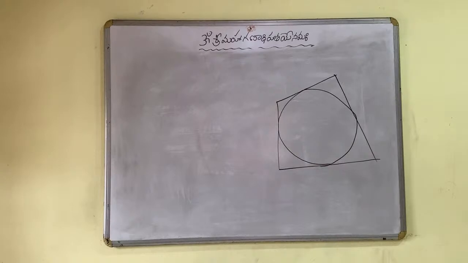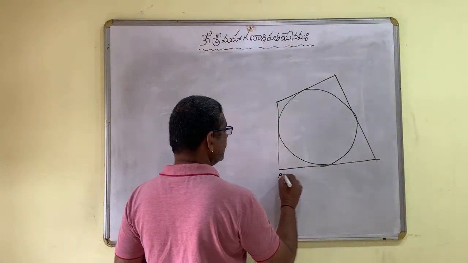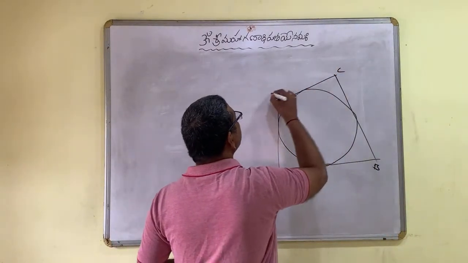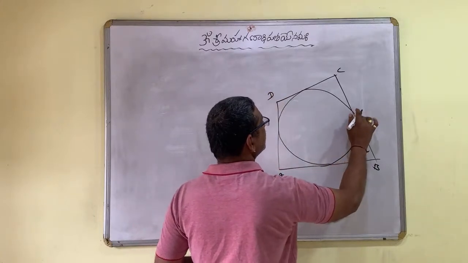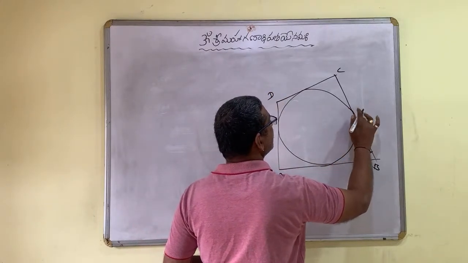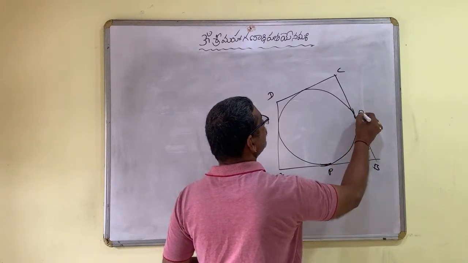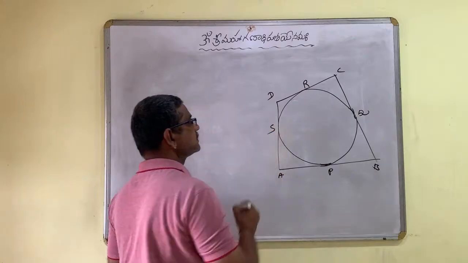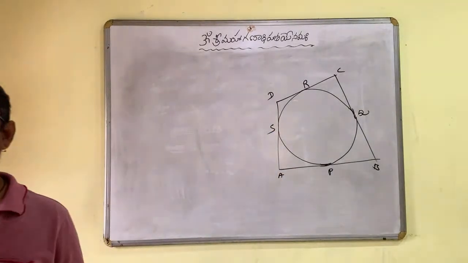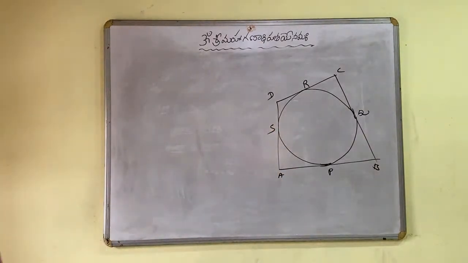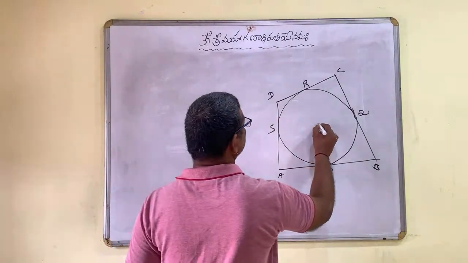A, B, C, D, P, Q, R, S. ABCD is a quadrilateral which circumscribes a circle with center O.